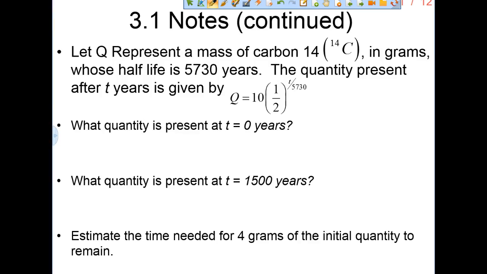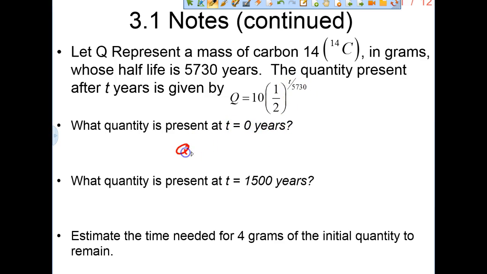Okay, here is the last slide in the 3-1 notes. It says, let Q represent a mass of carbon-14 in grams, whose half-life is 5,730 years. The quantity present after T years is given by the equation Q equals 10 times 1/2 to the T over 5,730. So the first question says, what quantity is present at T equals 0 years? So that means we're plugging 0 in for T.